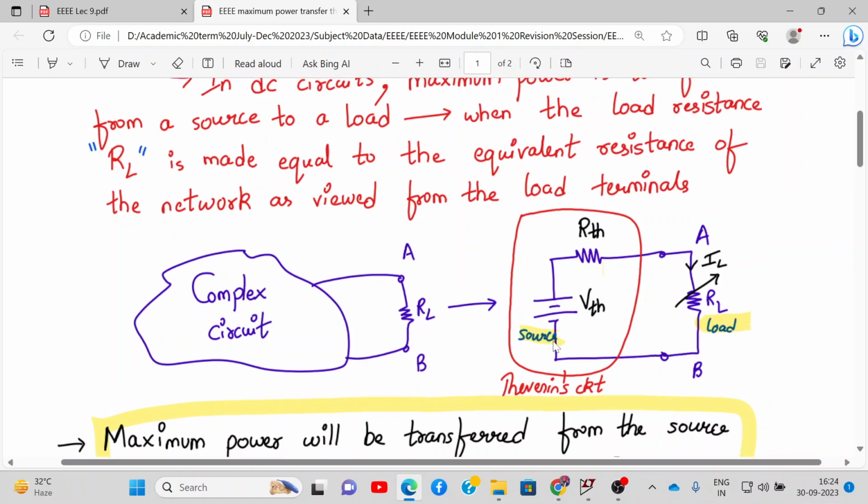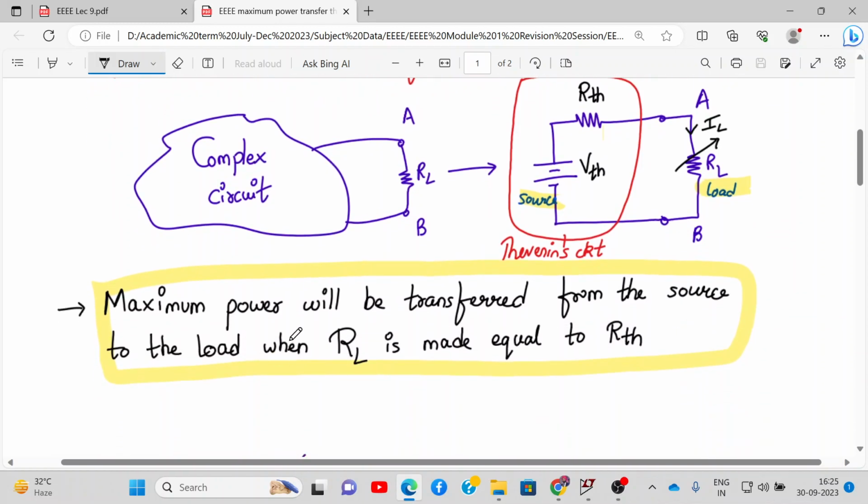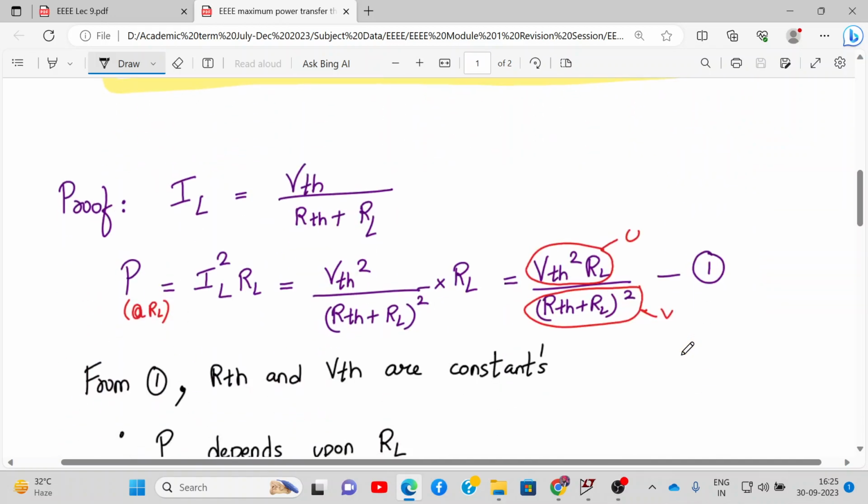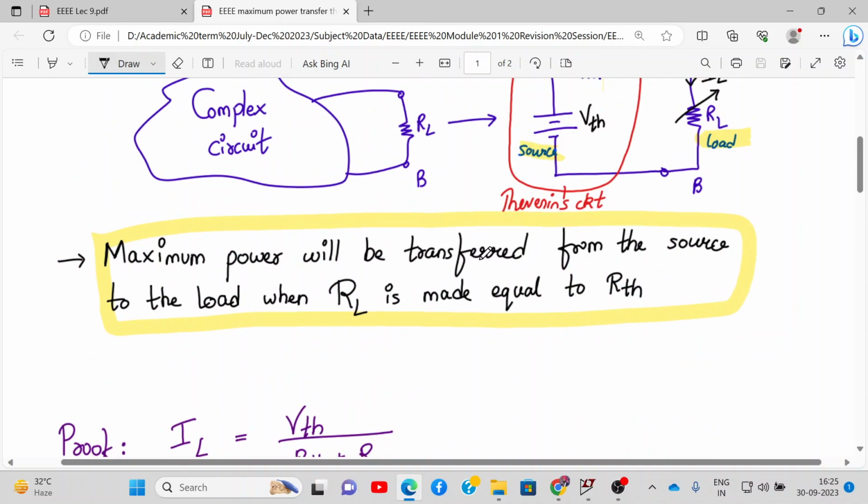So let's say that we are doing the conversion for Thevenin's theorem. Any complex network can be replaced by a single voltage source in series with a single resistance RTH. When this RTH is equal to RL, then the maximum power from the source, that is VTH, will be transferred to the output. Over here, this is my source and this is my load. So maximum power will be transferred from the source to the load when RL is made equal to RTH, Thevenin's resistance. Now we'll go for the proof that this really happens.